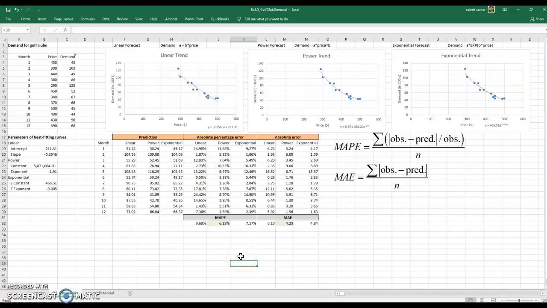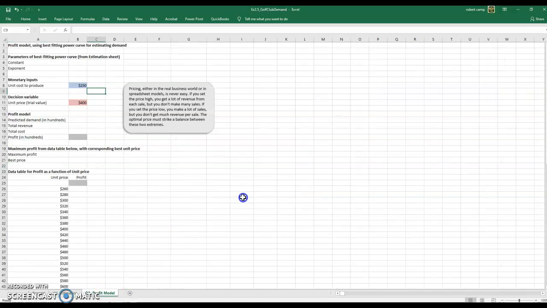Okay. So now what we need to do is build our profit model, and we're going to be using our power equation. So let's go to the profit model. And look at this. Parameters of the best fitting power curve fit. I already knew it was going to happen, so it was set up.